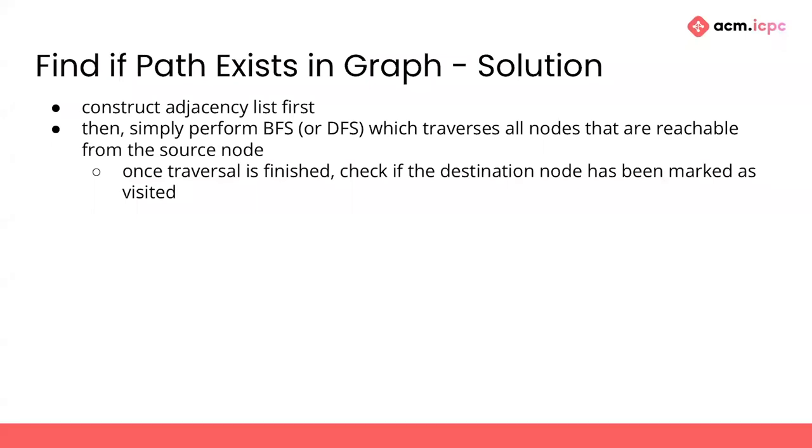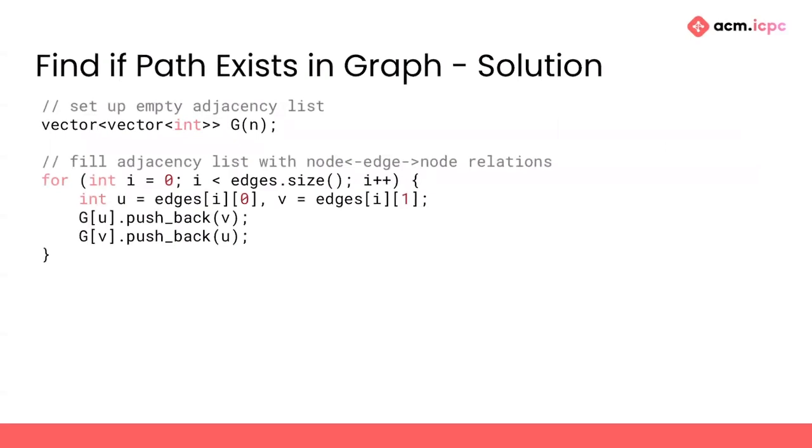Okay, so the idea is first, the input is kind of like the graph, and we're not given an adjacency list, so we should probably construct that adjacency list first. And then we'll just perform BFS to traverse the graph. If you eventually visit the destination node, then you're pretty much done because it indicates that you can travel from the source node to that destination node. So once the traversal is finished, we can check if the destination node has been visited. This problem is basically just implementing BFS.